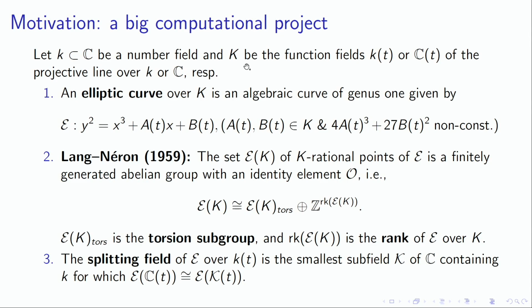Here is the definition of splitting fields. It means a subfield of the function field for an elliptic curve over K(t); this is the number field, the smallest subfield of the complex numbers which contains the number field K, and we have this isomorphism. It means that the group of C(t)-rational points on the elliptic curve is isomorphic to the group of K(t)-rational points on the elliptic curve.